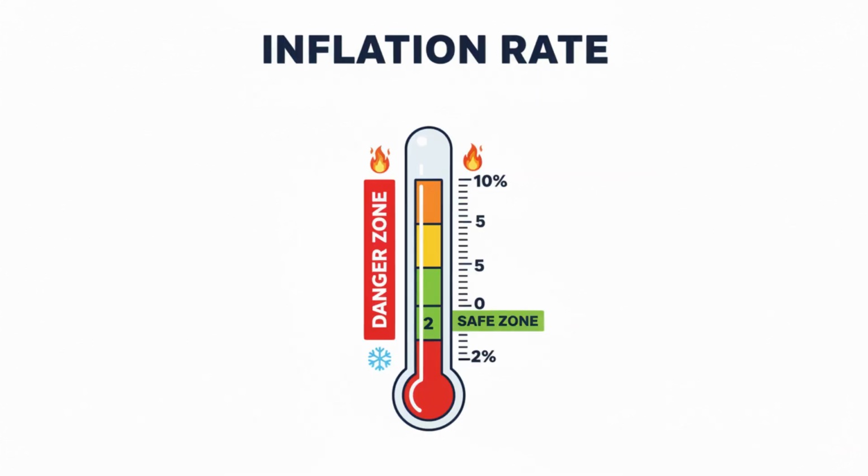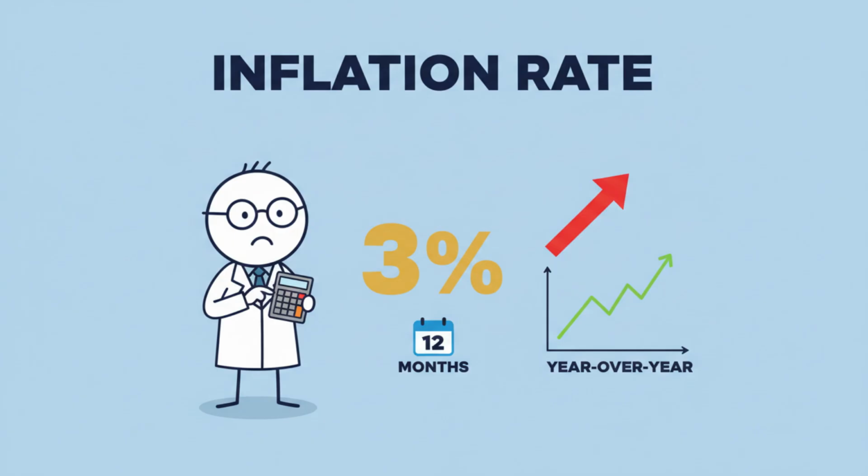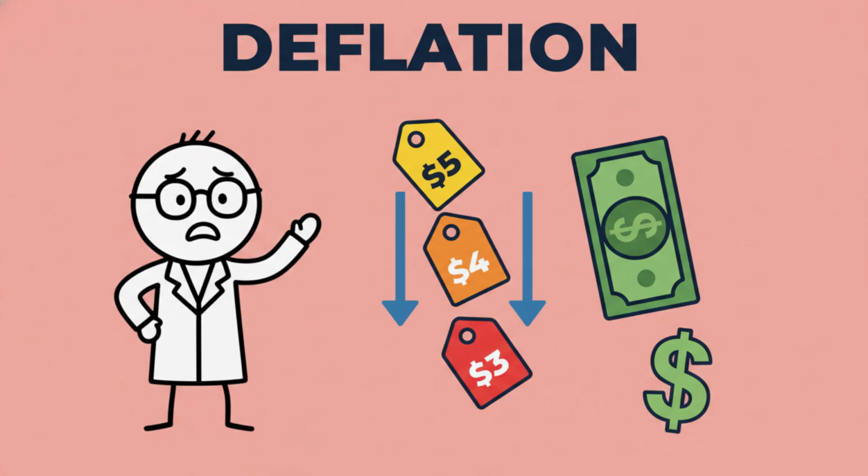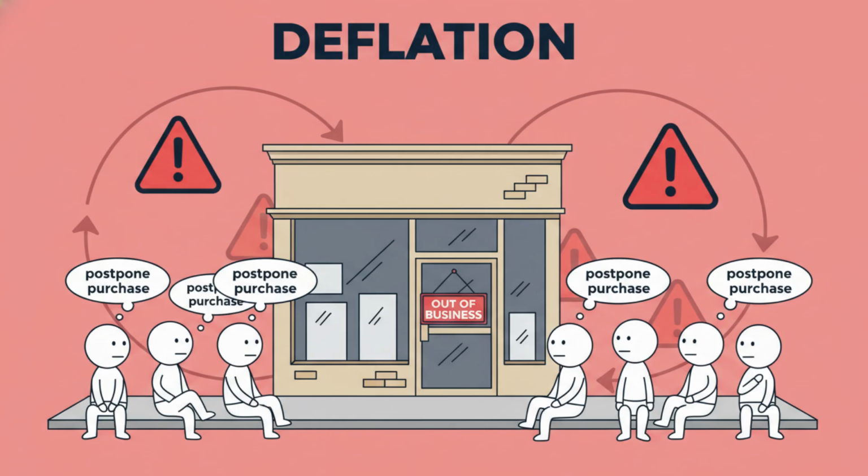Inflation rate, the percentage increase in the price level over a specific period, usually measured annually. If inflation is 3%, prices are 3% higher than last year on average. Deflation, the opposite of inflation. When the general price level decreases over time, your money gains purchasing power. Sounds good, but it's actually dangerous. People delay purchases, expecting lower prices, which hurts the economy.